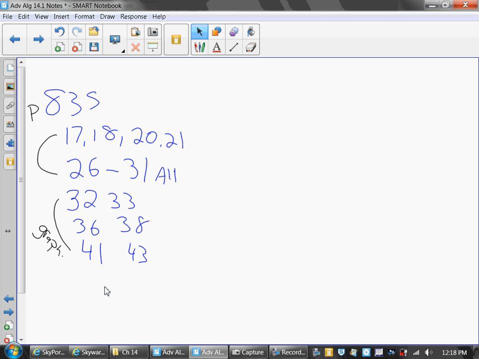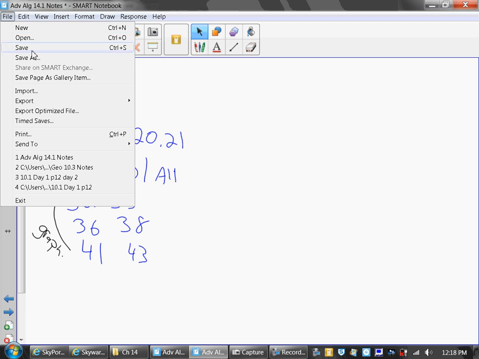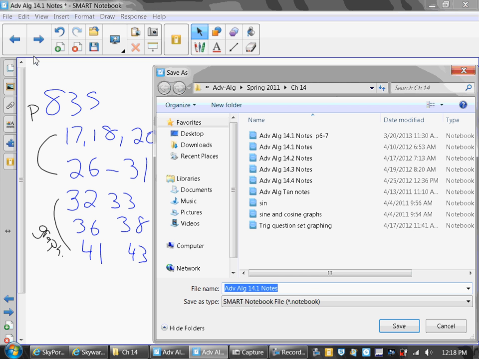And don't worry about tangent. Tangent is a whole other world. I'm not even going to bother with you trying it. Tangent can get nasty because your period is only pi instead of 2 pi, and you get asymptotes, and you have to cut lots of things in half.